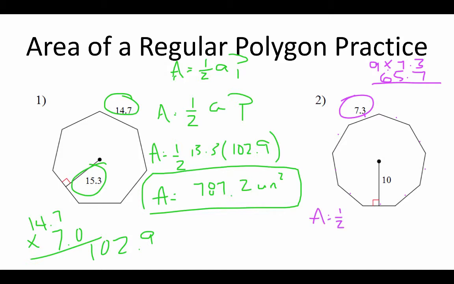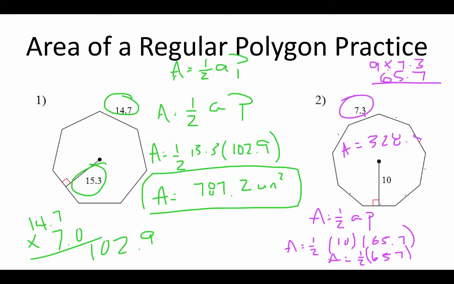Area equals 1/2 of AP, right? Our apothem is 10 times our perimeter of 65.7. So I know area equals 1/2 of 657. If I multiply 657 by 0.5, or divide by 2, I get an area here: A equals 328.5. So let's get that copied down on our notes today.